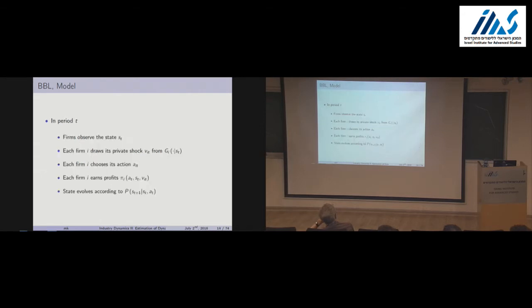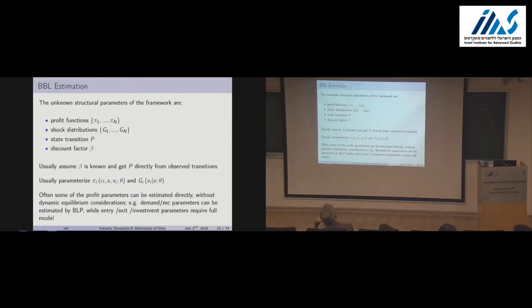So to sum it up, in each period, firms wake up, they observe the state of the industry S. Each firm i draws a private shock nu_it from the distribution G. It chooses an action alpha_it. It earns its profit, and the state evolves according to the transition rule, P, the probability of future states given current states and actions. Okay, so this is our model.